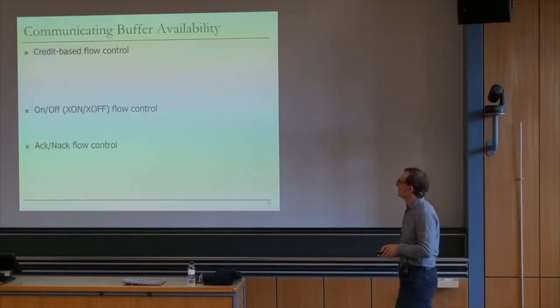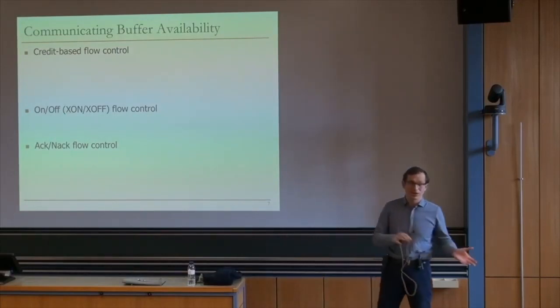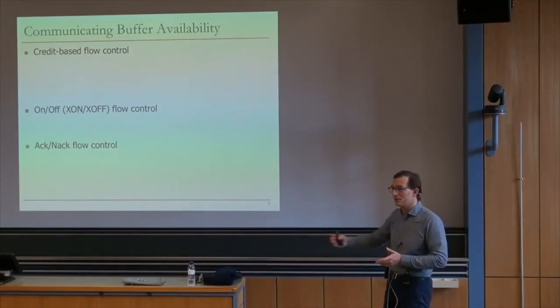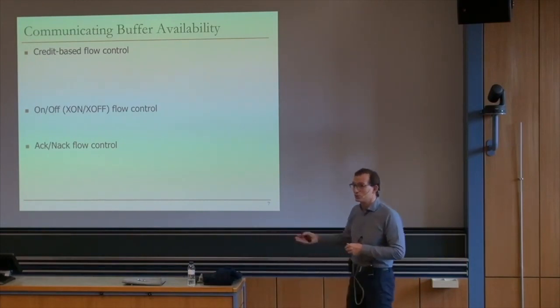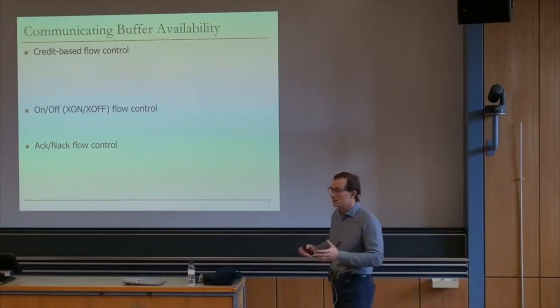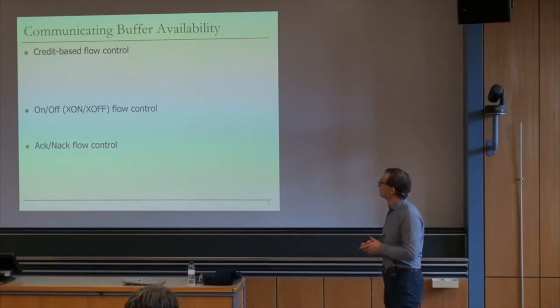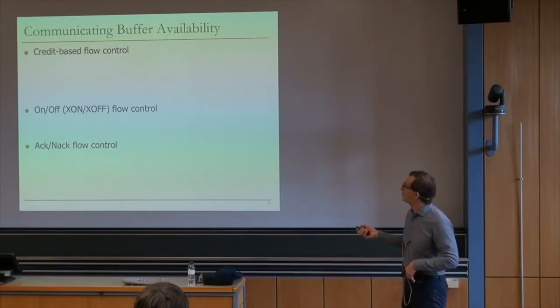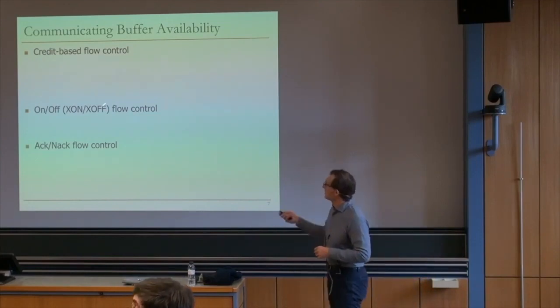One thing that we didn't discuss is you need to communicate whether a buffer is available or not, right? If you want to send a packet to a downstream router, you should know whether a buffer is available. If not, then you may have a problem, right? Especially if you're relying on buffer availability. So these are the different flow control methods that are used to communicate buffer availability upstream.